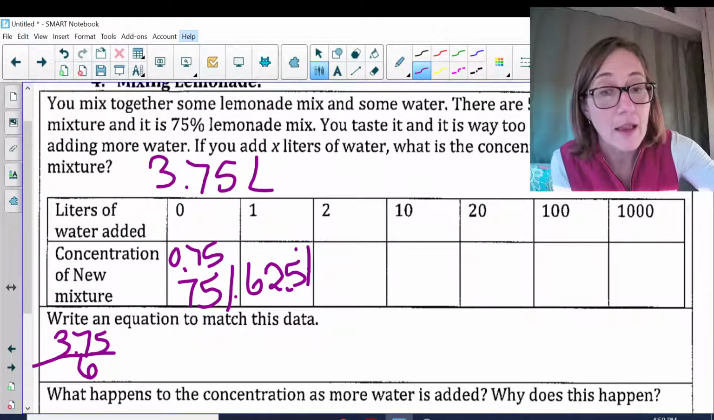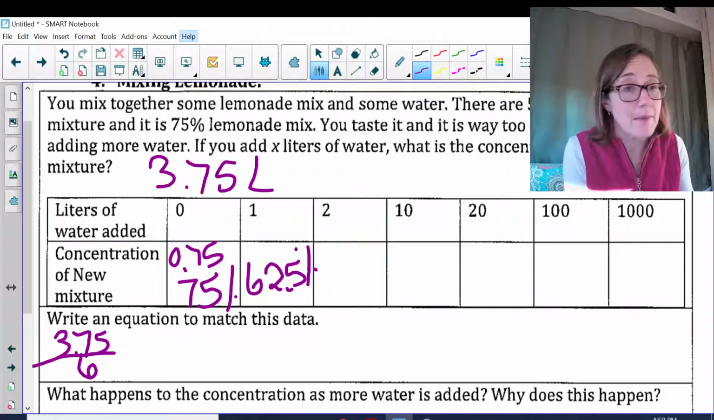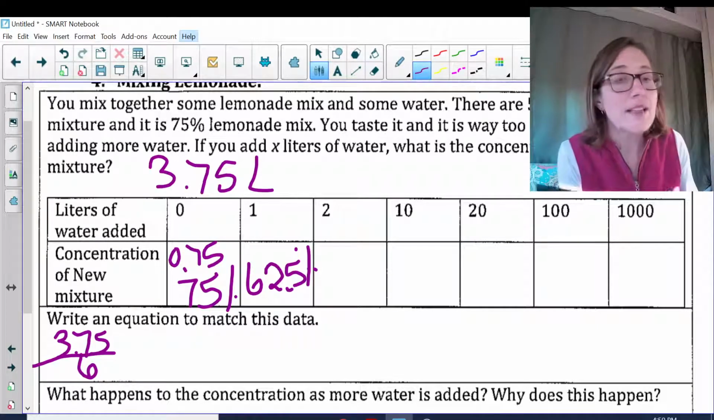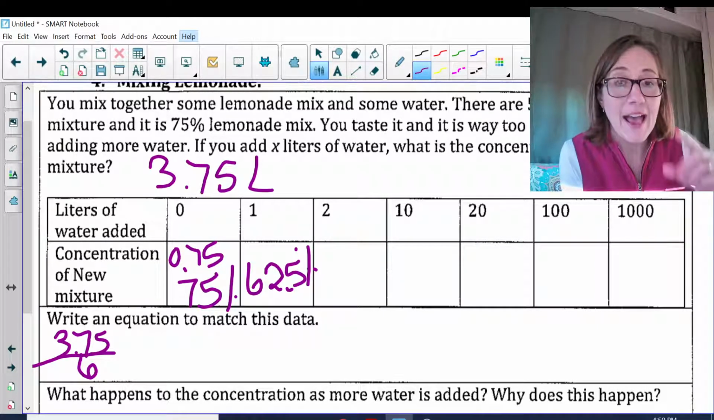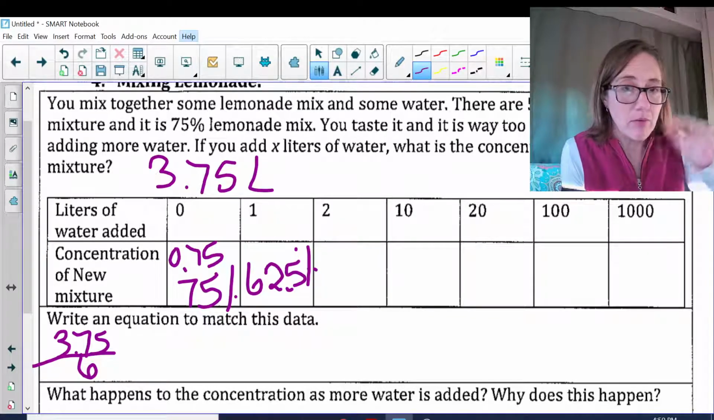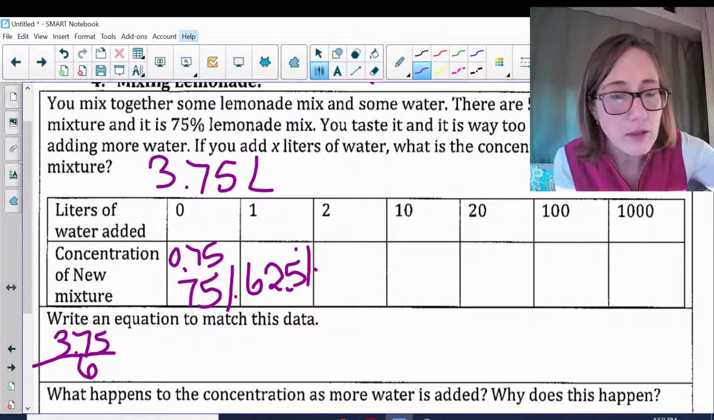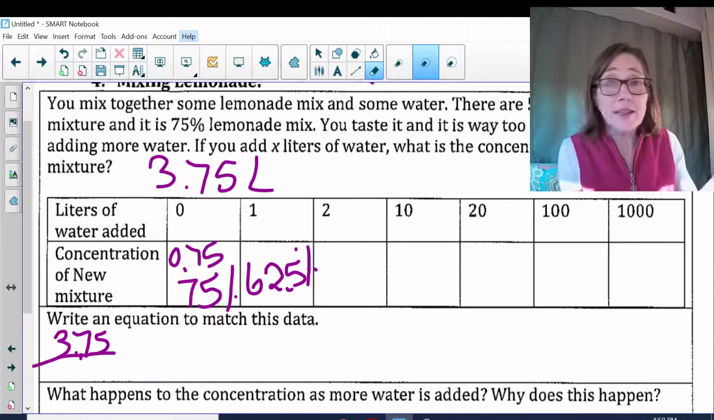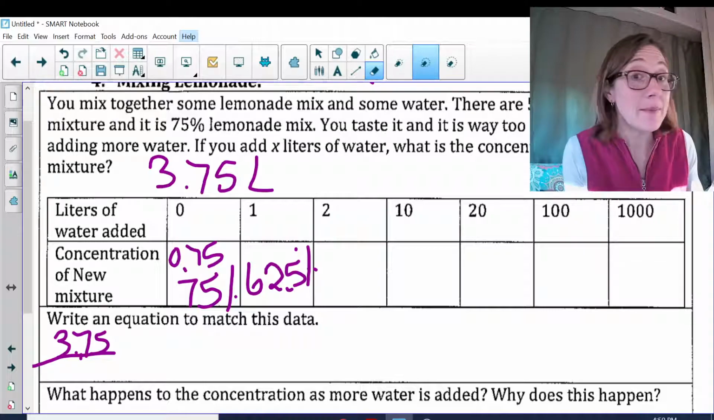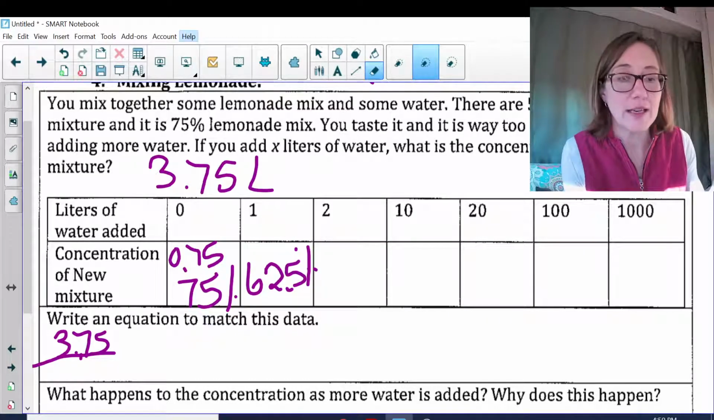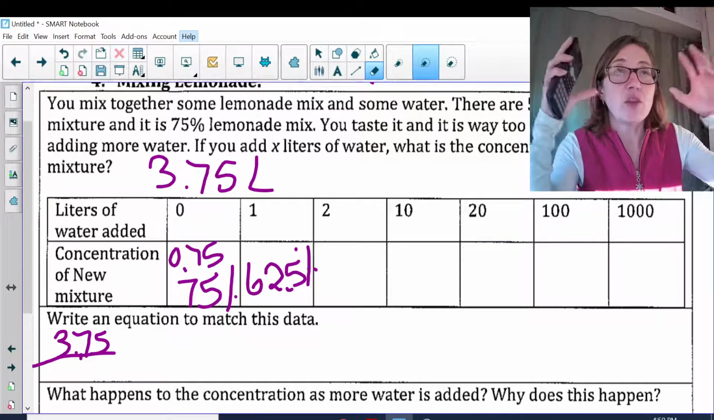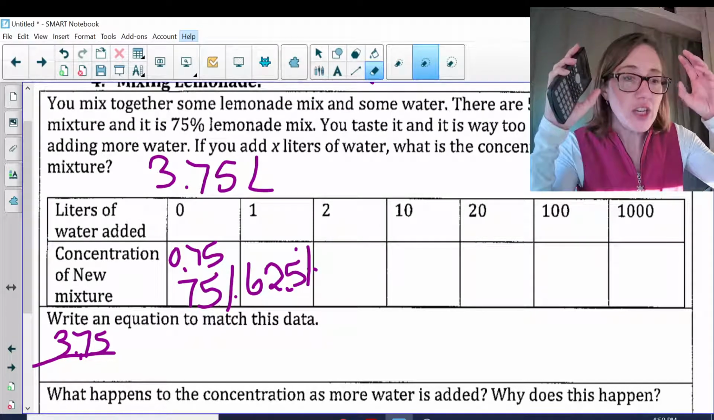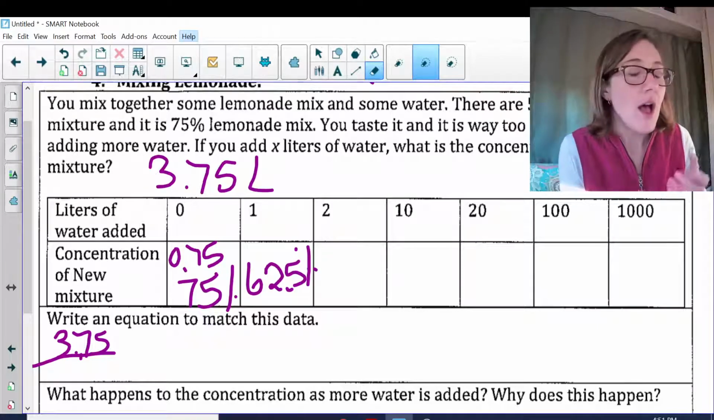Okay, so it's getting less strong, which makes sense because I'm adding more water to it. So now if I add 2 liters of water, remember we were at 5 liters when we started talking in this problem, so I'm going to get rid of this denominator. The 3.75 is not changing here because I'm not adding more lemonade to it. I'm just adding more water to dilute it. So it won't add to the concentration, it'll just add to the total.